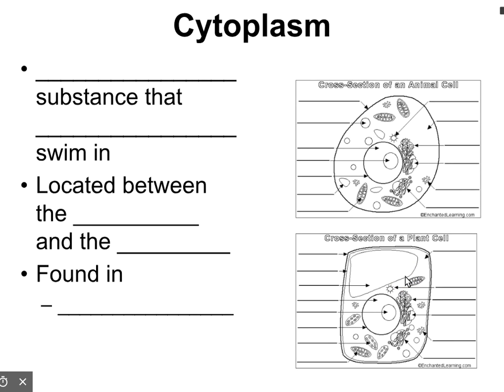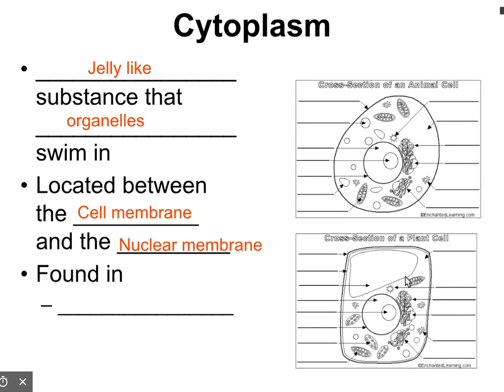If I ran my finger through grape jelly, I could move through it, but it would still kind of support my finger as we went. It wouldn't just let my finger drop to the bottom of the dish. So it's a jelly-like substance that the organelles swim in. It's located between the cell membrane and the nuclear membrane, and it's found in both plant and animal cells.